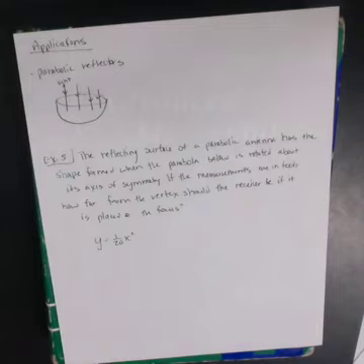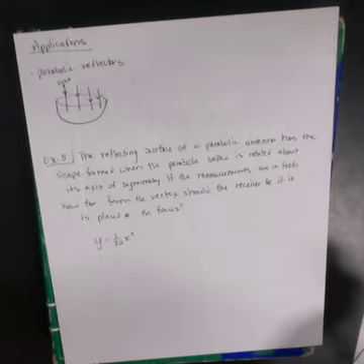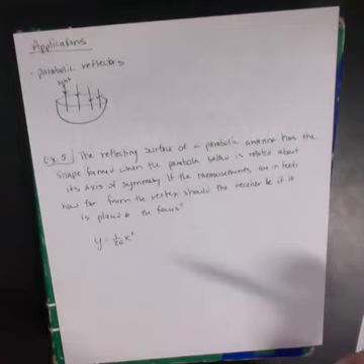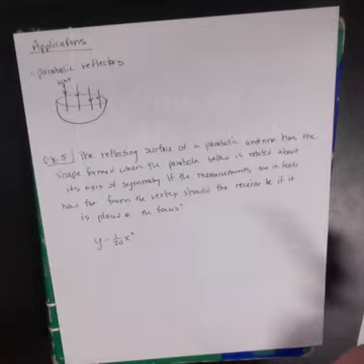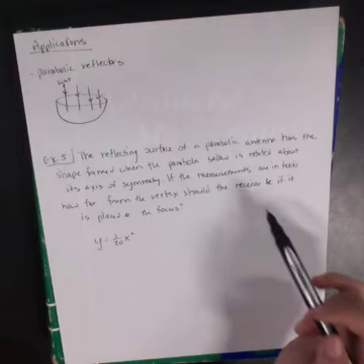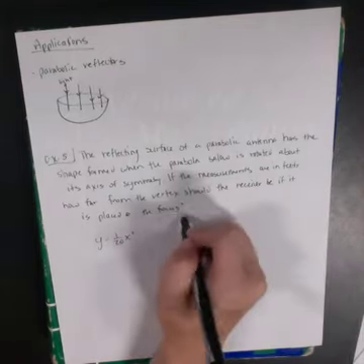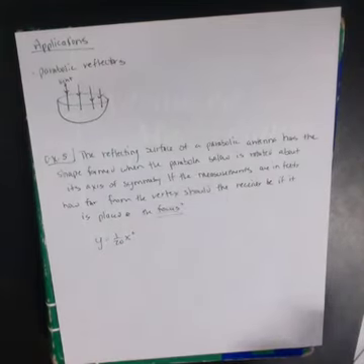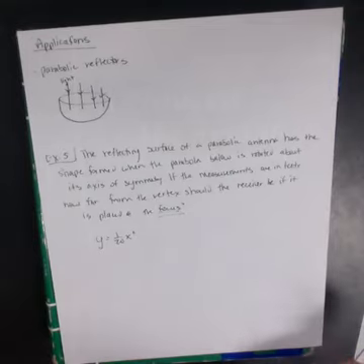Example 5. The reflecting surface of a parabolic antenna has the shape formed when the parabola below is rotated about its axis of symmetry. If the measurements are in feet, how far from the vertex should the receiver be if it is placed at the focus? Okay, that's the key there, we're placing it at our focus. So we need to find our focus.